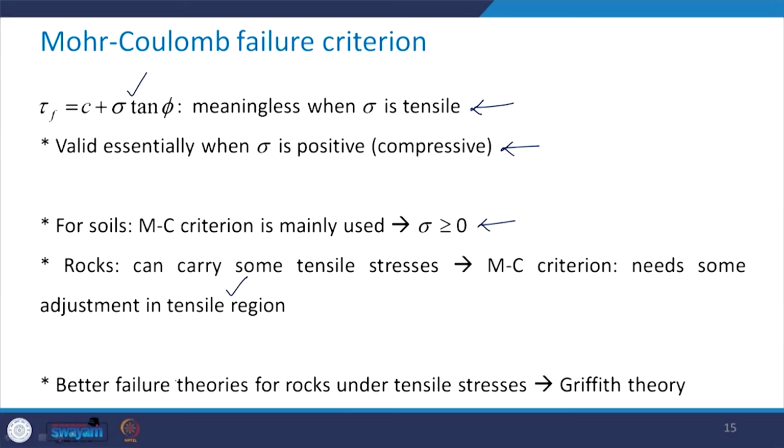There are better failure theories available for rocks under tensile stresses, and one such theory is the Griffith theory. Although this is beyond the scope of this course, this is just for your information that better theories than the Mohr-Coulomb failure criterion are available to represent the strength characteristics of rocks under tensile stresses.